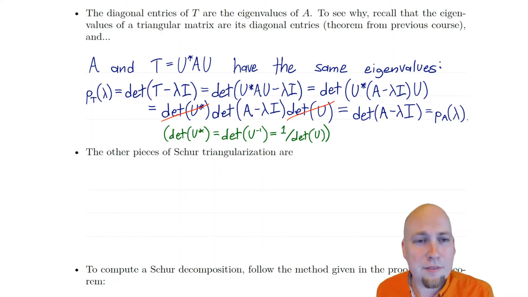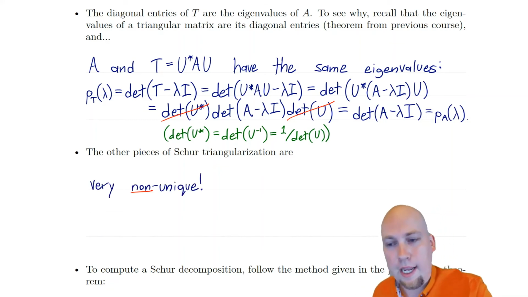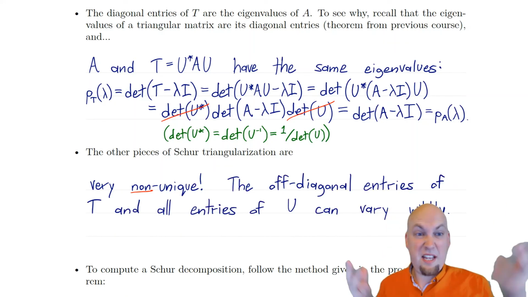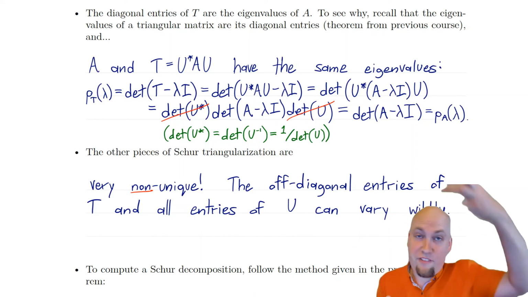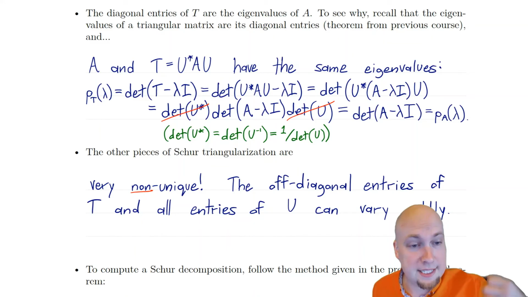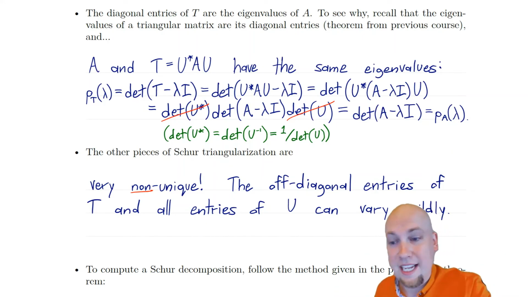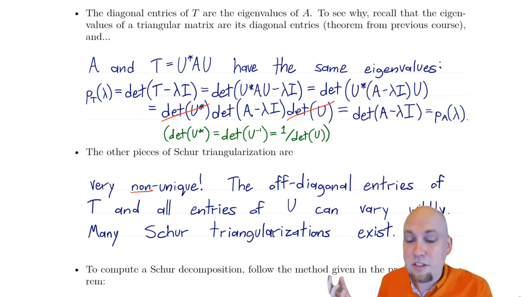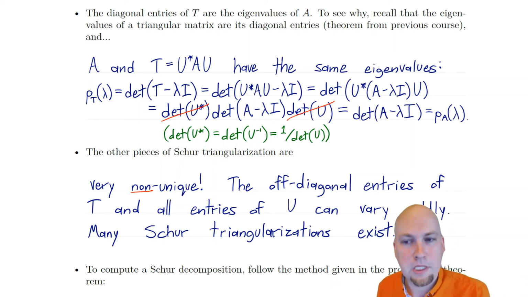All of the other entries in a Schur triangularization, though, are very not unique, okay? If you look at the off-diagonal entries of your triangular matrix T, they can vary wildly. For the same matrix, you might have different Schur triangularizations that have very different upper triangular entries in that matrix T. And also, all of the entries in U can vary wildly. They can be all over the place. You can construct different Schur triangularizations of the same matrix where the unitary matrices U look completely different from each other, okay?